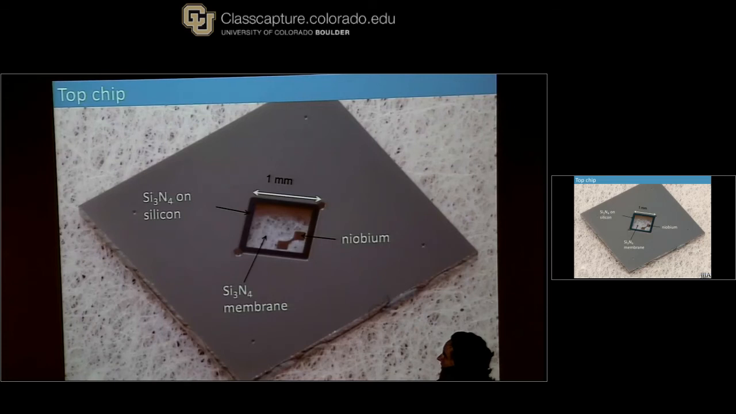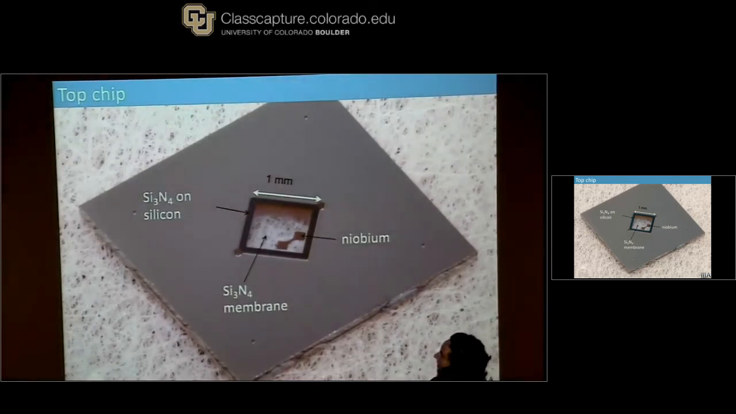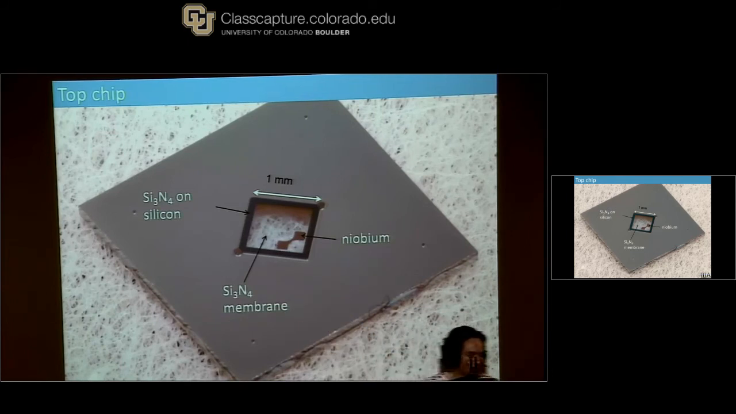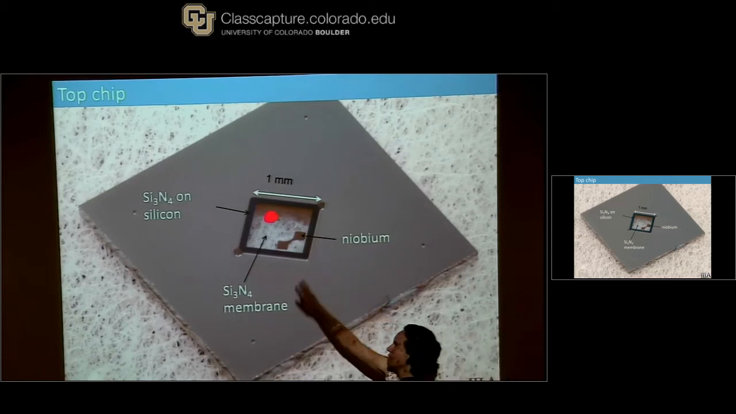So this is a picture of one of the actual chips that we make that has a niobium thin film. It's a funny shape in this particular picture. And then it has the silicon nitride membrane, and then it's all connected to a silicon substrate. When we do the experiments, we put the optical spot so it hits somewhere over here. So the light is in the Fabry-Perot cavity interacting with the membrane over there, and then the niobium thin film is over there.